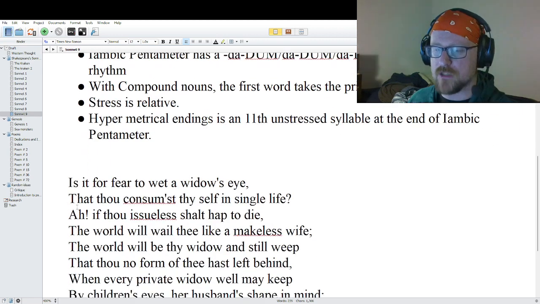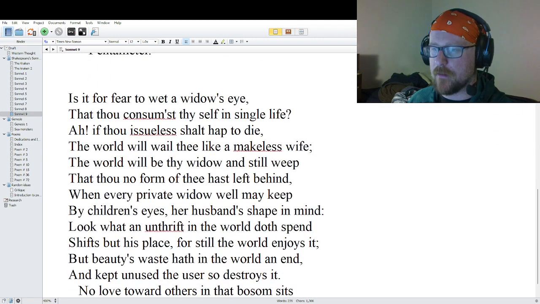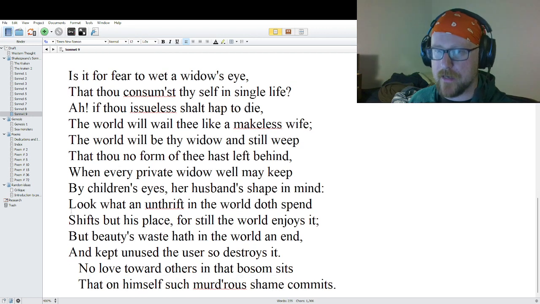Okay. So now I'm going to read Sonnet 9. I'm going to read through it, and then we're going to go line by line, understanding the poetic meter of it, okay?